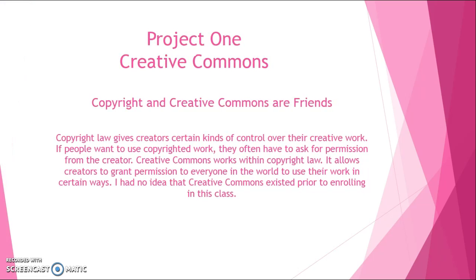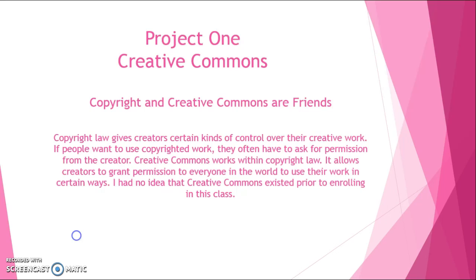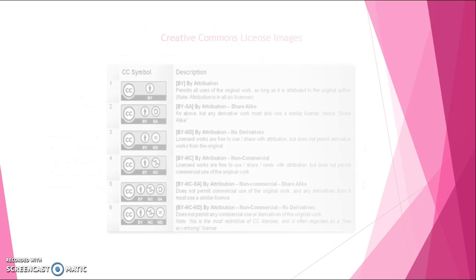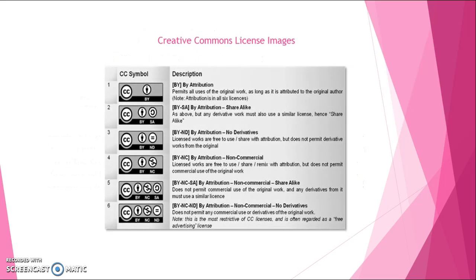Project 1 was titled Creative Commons. Creative Commons allows creators to grant permission to everyone in the world to use their work in a certain way. I had no idea that Creative Commons existed before enrolling in this class. There are 6 main Creative Commons licenses, with attribution being the least restrictive and attribution, non-commercial, no derivatives being the most restrictive.